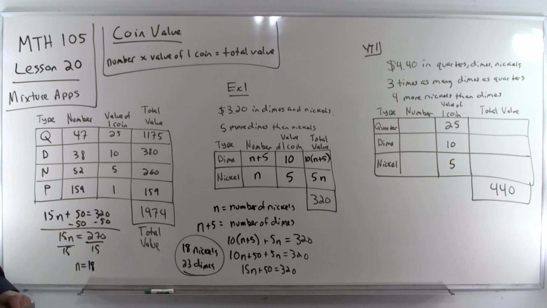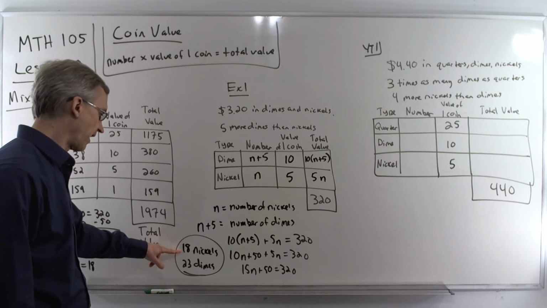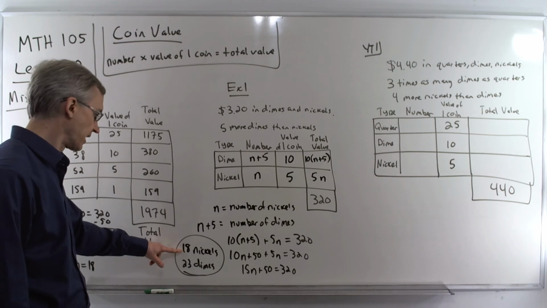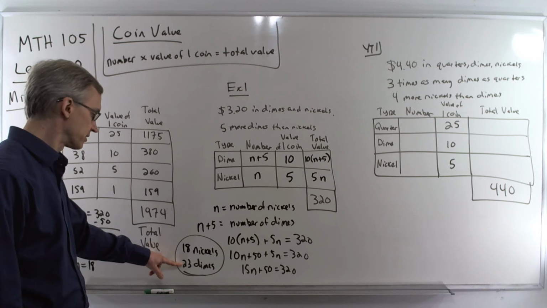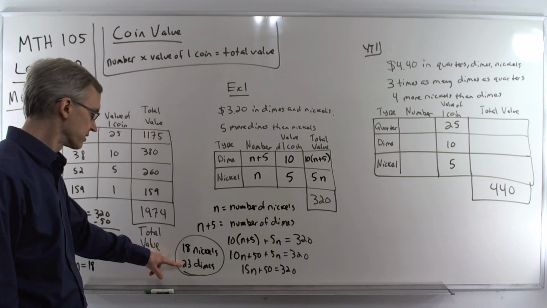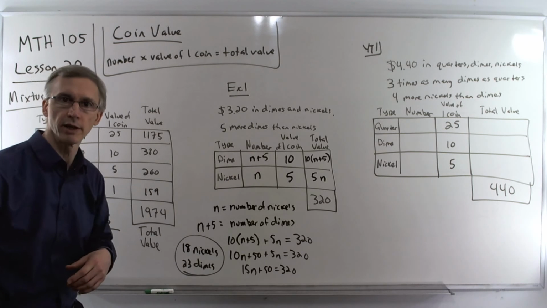18 nickels and 23 dimes. Now let's check to make sure that these add up to $3.20. So 18 nickels, they're 5 cents each, so that's 90 cents in nickels. 23 dimes, 10 cents each, so that's 230 cents in dimes. 230 plus 90 is 320, so that checks.